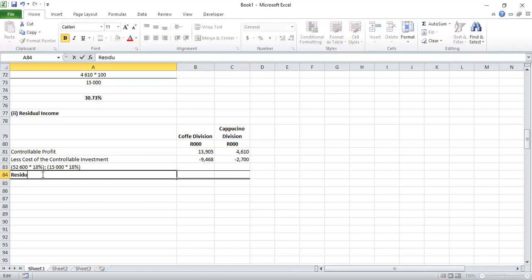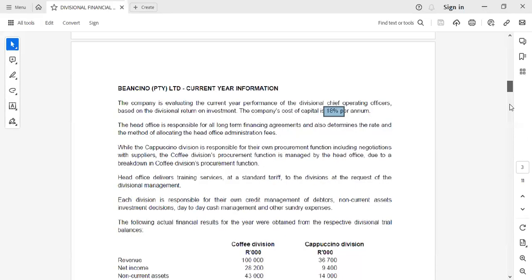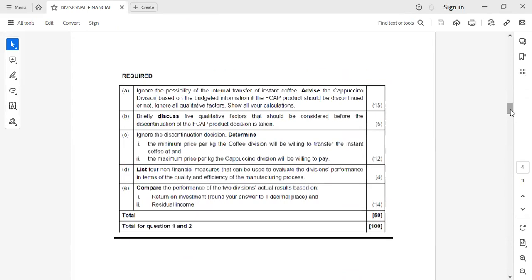Then we get residual income. That's the residual income. Right. So whether they are acceptable or not will usually depend on the targets. Right. They said compare.